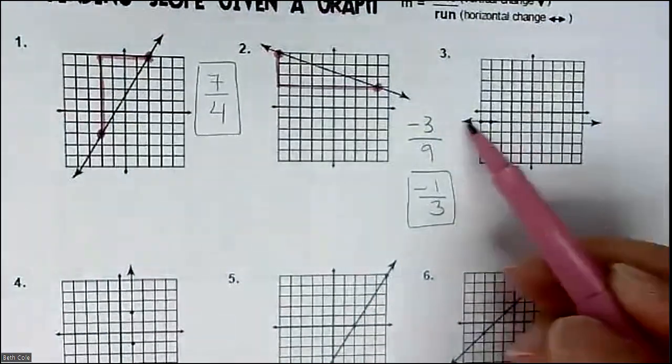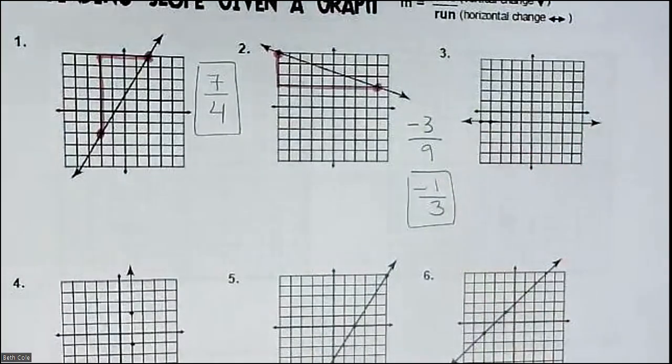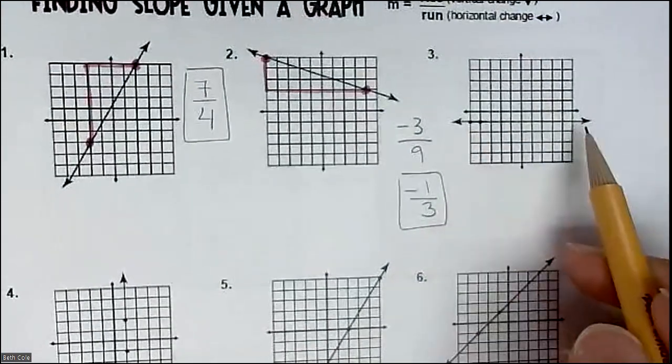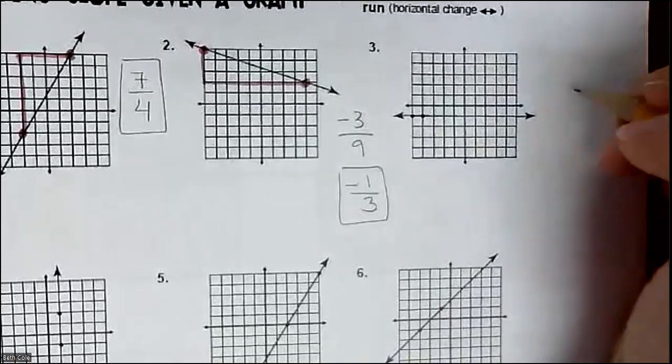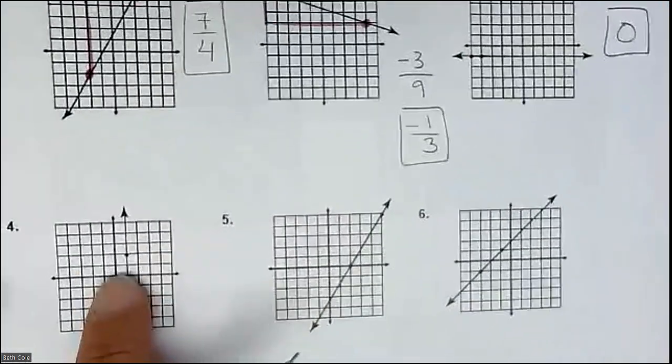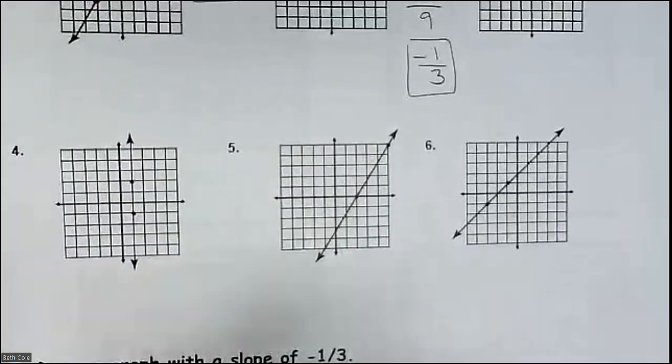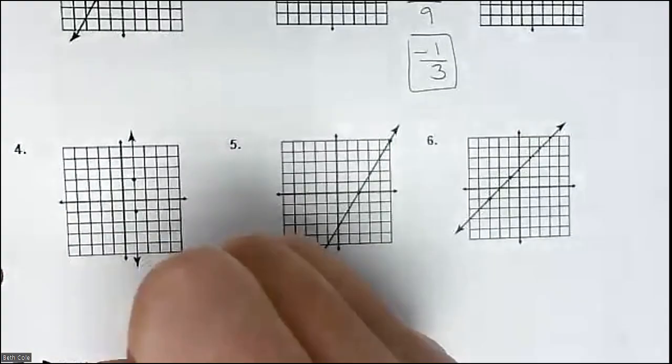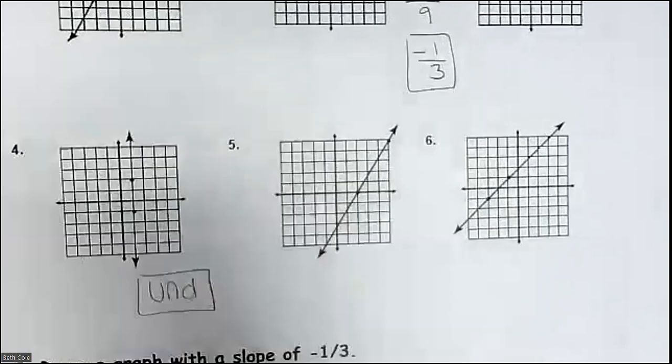Now, this one's a horizontal line. We don't really need bolded points. What's the slope of a horizontal line? Zero. It doesn't go up or down. It's like cruise control. And then this one's a vertical line. What's your slope for vertical? Undefined. And if you just want to write UND, that's fine.